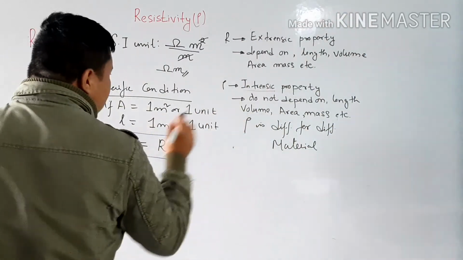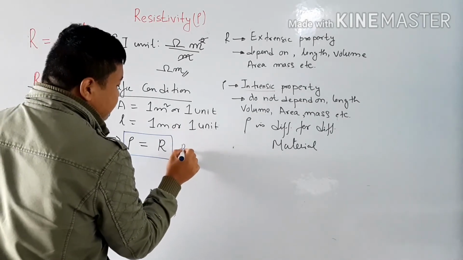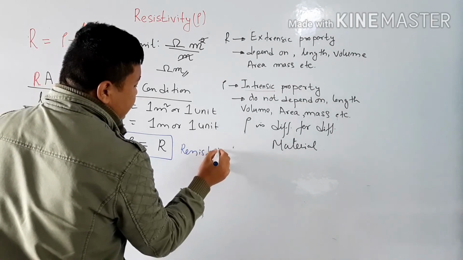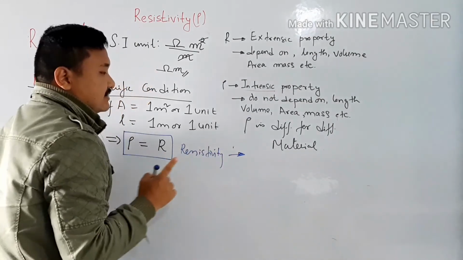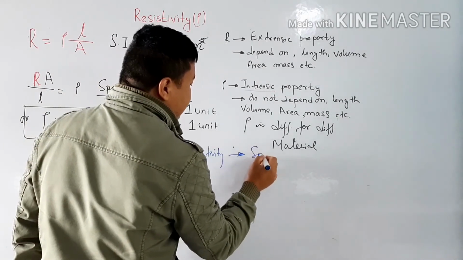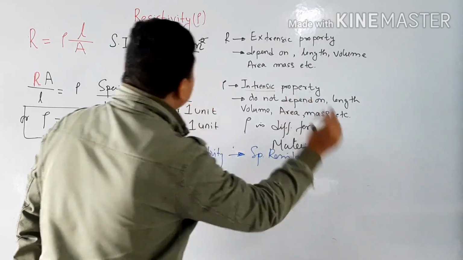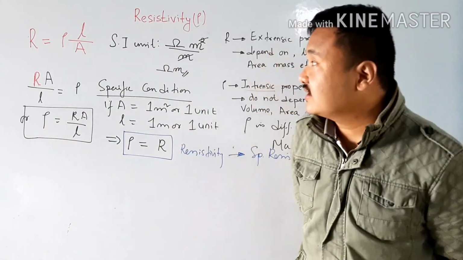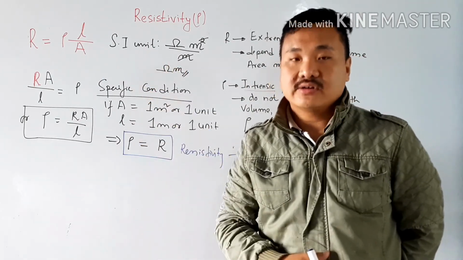You have also got one experiment in class 12. So resistivity is also called specific resistance. Okay, so this is all about resistivity and resistance. Now in the next lecture we go to conductivity and conductance. Okay, thank you.